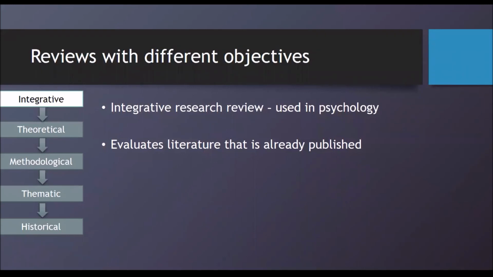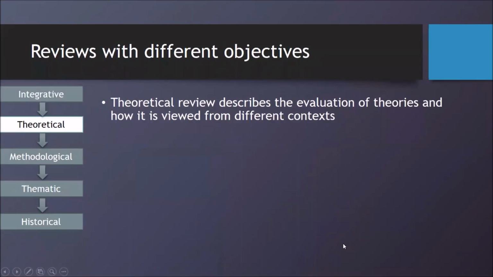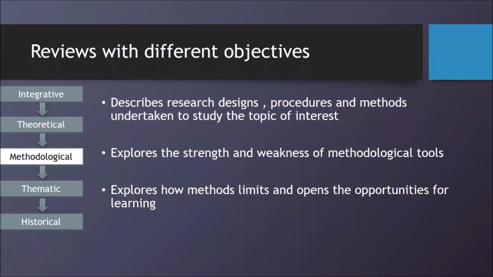Now, theoretical reviews describe the evaluation of theories and how it is viewed from different contexts. Now, we have methodological reviews, which describe research designs, procedures, and methods undertaken to study the topic of interest. And they explore strength and weakness of methodological tools and explore how methods limit and open up opportunities for learning.